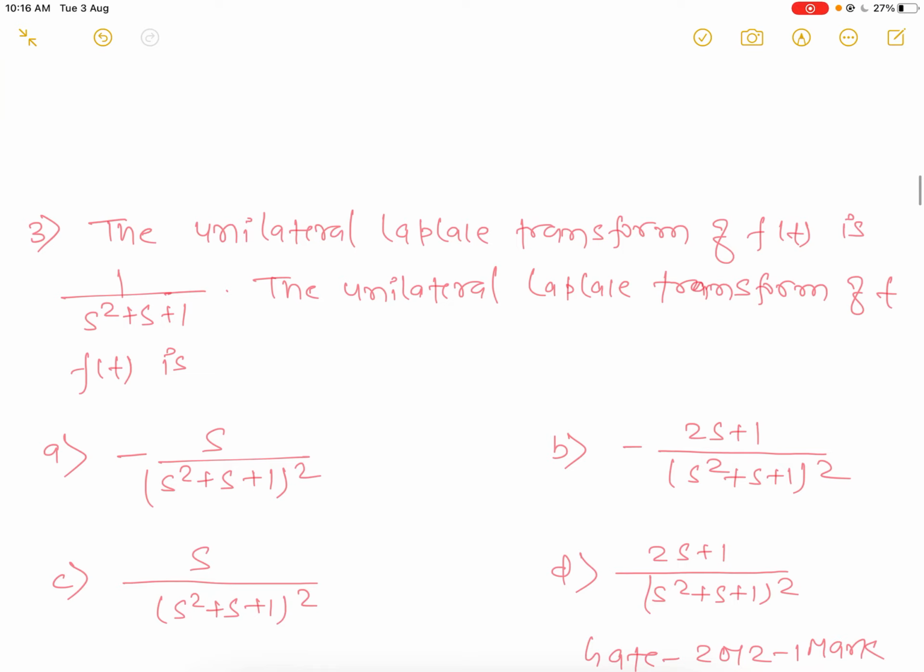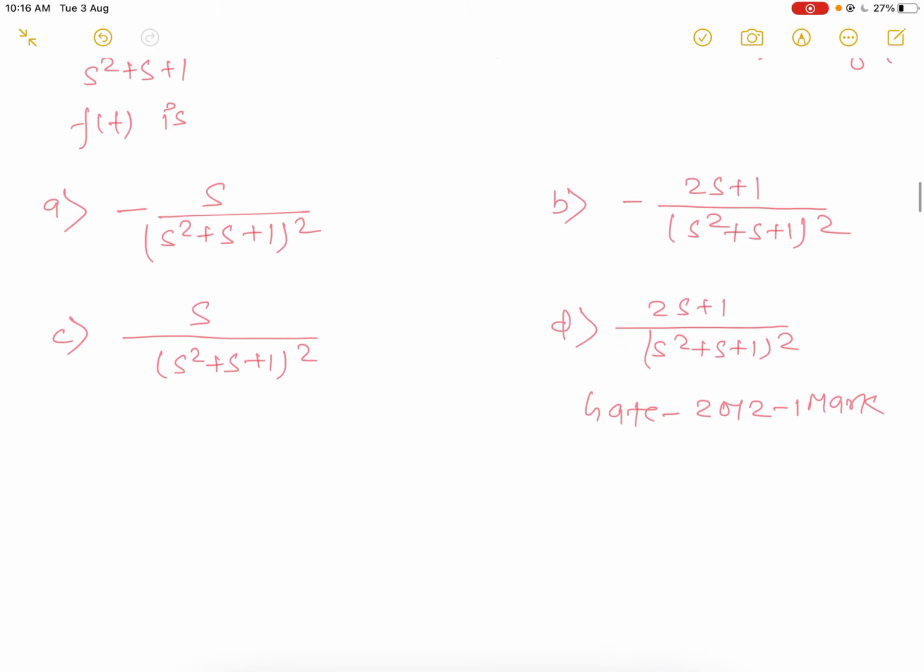Comes to the next question. The unilateral Laplace transform of f(t) is 1 upon s square plus s plus 1. The unilateral Laplace transform of t f(t) is. Solution. Here f(t) Laplace transform F(s) is given. Okay. And they are asking about the Laplace transform of t f(t).